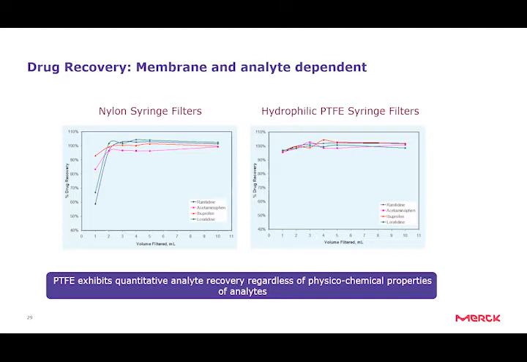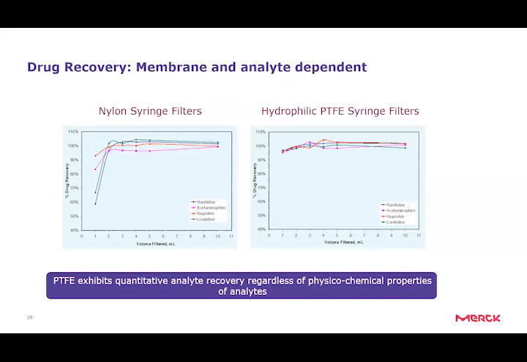After the dissolution test was completed, samples were filtered using either nylon syringe filters or the hydrophilic PTFE syringe filters. And various fractions were collected, starting from the first ml of fraction all the way to the 10th ml of fraction. The filtrate was analyzed for quantitation of API, in this case, ranitidine, acetaminophen, ibuprofen, and loratadine.